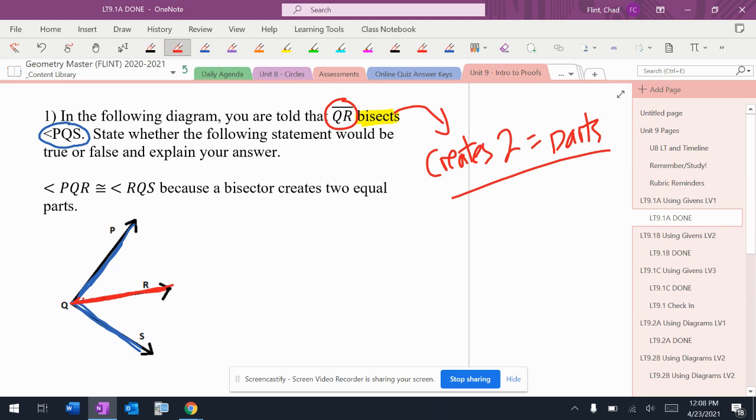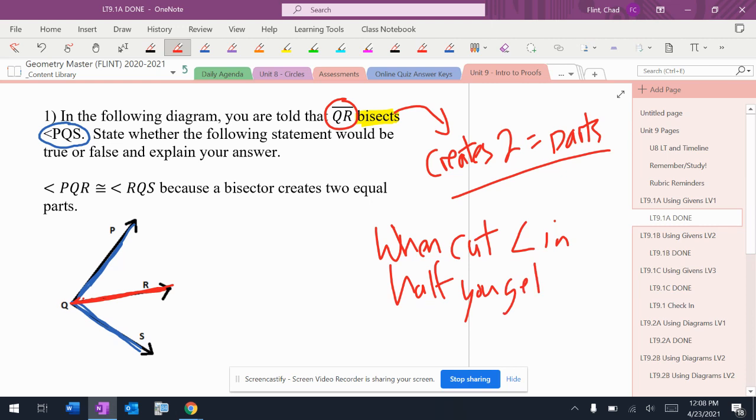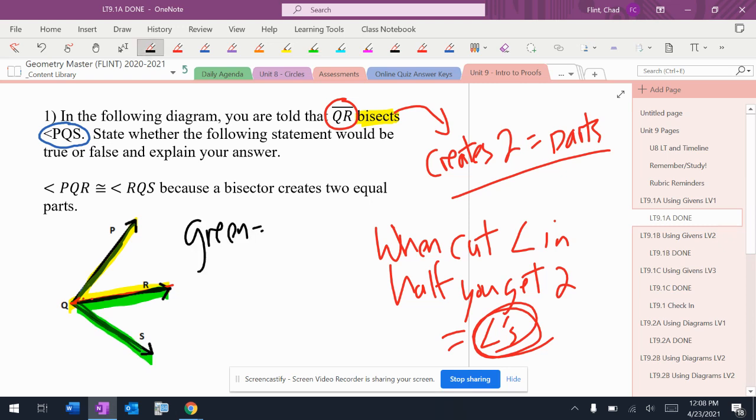So the big thing that you'll hear me talk about throughout this is, when you cut an angle in half, you get two equal angles. Okay, you're looking for two angles that are each half of the original angle. All right, I'm going to identify them. So the two equal angles would be PQR, that's half of the original angle, and the other angle is RQS. So what I can tell you is that green is equal to yellow, okay, because I get two equal parts. All right, that's what I know is true.